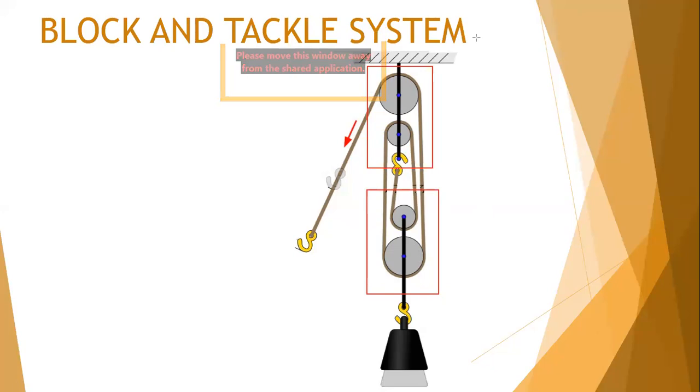Each block may have 2, 3, 4, a different number of pulleys in it. If you look at this particular block, you'll find there are two pulleys attached to a frame. Here also there are two pulleys attached to a frame. So we are going to have a block and tackle system where we have two blocks. The first one is our upper block.